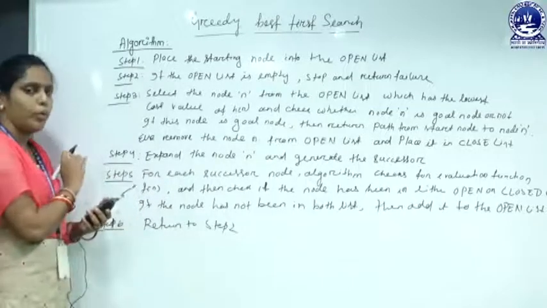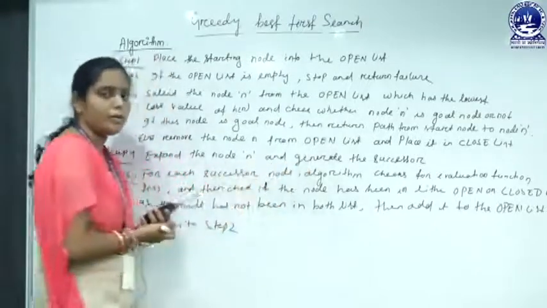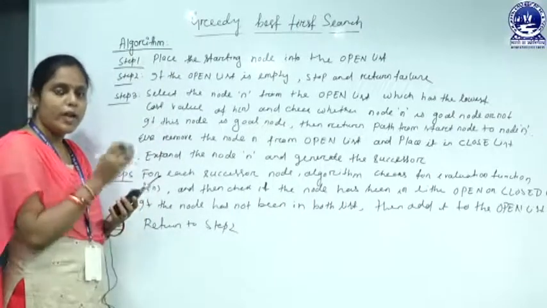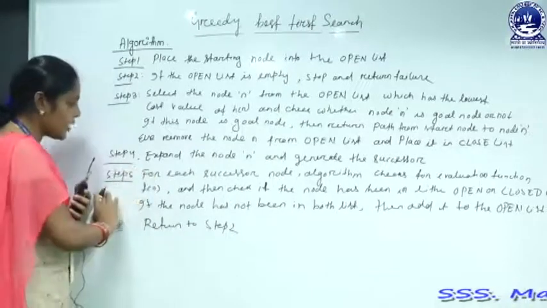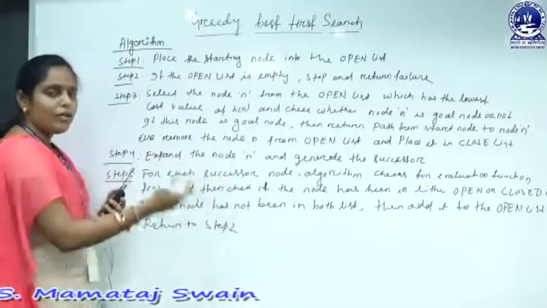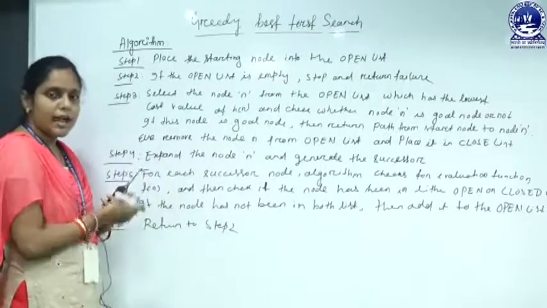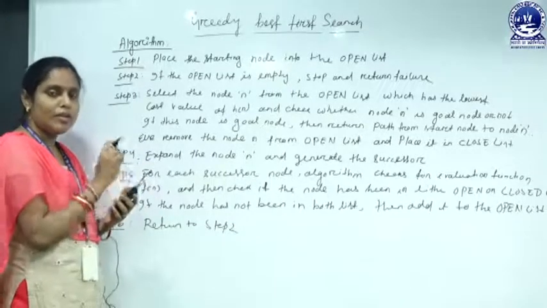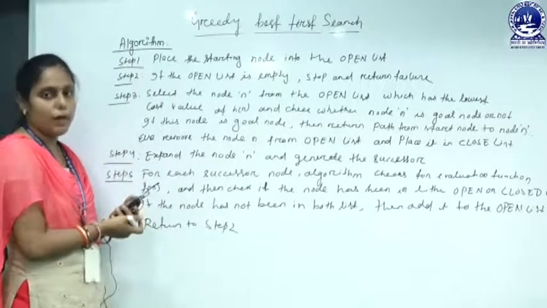Then next, step 4. Step 4 says that expand the node n and generate the successors of it. That means the node which is placed in the closed list, we expand that node and generate all its successors. Then step 5 says that for each successor node, the algorithm checks the evaluation function, and it also checks whether that node is present in your closed list or open list. If that node is not present in both lists, then we add that node in our open list.